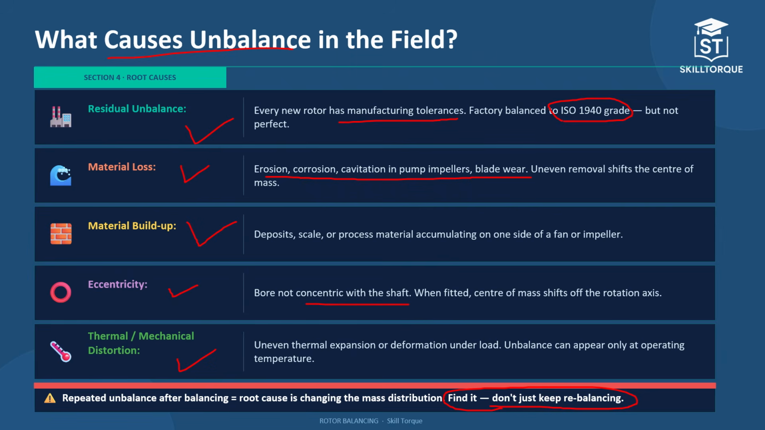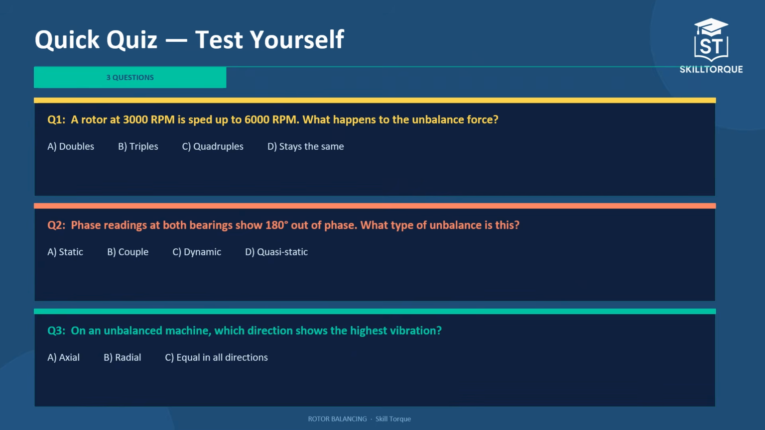So before we wrap up, 3 quick questions. Please pause the video and answer in your head, and please put your answers in the comment section. The first question: let's assume one unbalanced rotor is running at 3000 rpm, and I have increased the speed up to 6000. So by roughly how much will the unbalanced force increase? There are four options. Please put the correct option in the comment section.